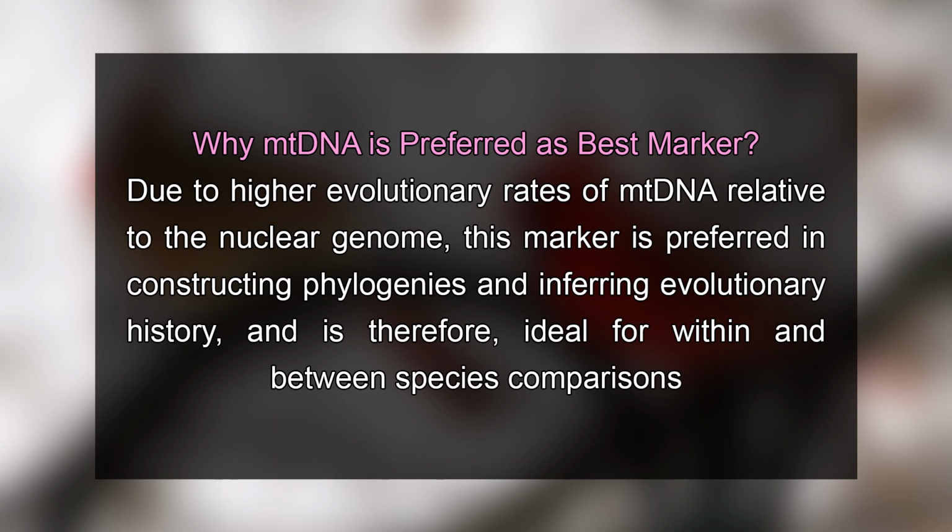Due to higher evolutionary rates of mitochondrial DNA relative to the nuclear genome, this marker is preferred in constructing phylogenies and inferring evolutionary history, and is therefore ideal for within and between species comparisons. The drawbacks of mitochondrial DNA analysis include hybridization, introgression, and incomplete lineage sorting.